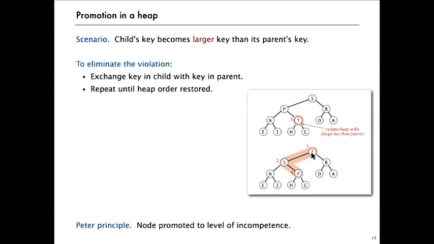So we move up the tree, exchanging the larger key with its smaller parent until we get to a point where it's larger than both its children. That's restoring the heap order along a path from the place where it's violated to the root. You can think of that as kind of like the well-known Peter principle, where a node gets promoted to a level where it finally can't be better than its boss. It's a level of its maximum incompetence.